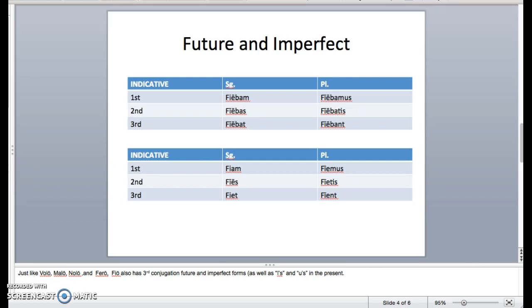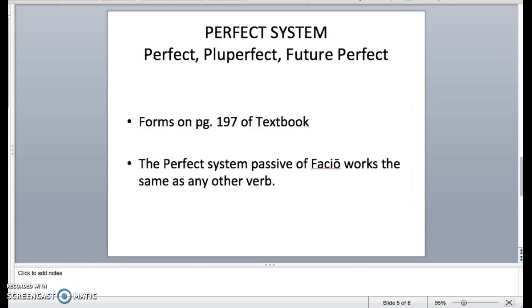All right. And then after that, really, guys, there's just the perfect system, which is going to function exactly like the perfect system functions for any verb in the passive. Meaning facio, facere, feci, factus is going to get its perfect system from that factus plus the varying tenses of sum attached. And you can see all those forms on page 197. It's another great chance for you to review your passive perfect system forms, but there's nothing new, so I didn't put it on this slide.